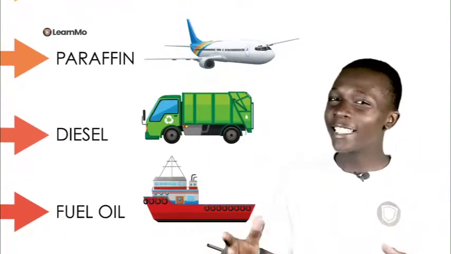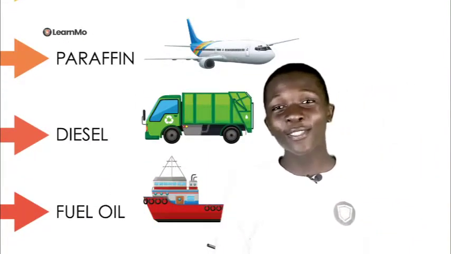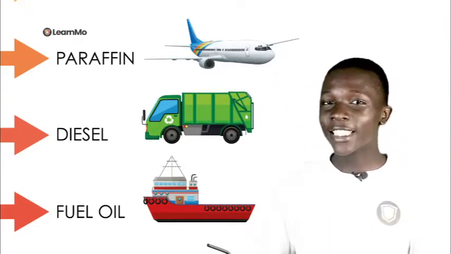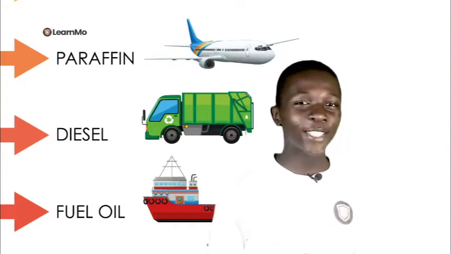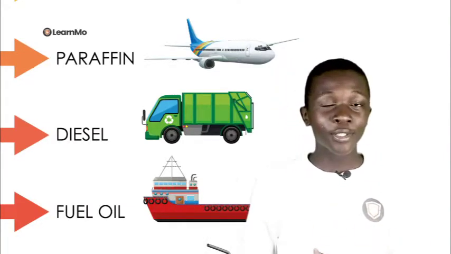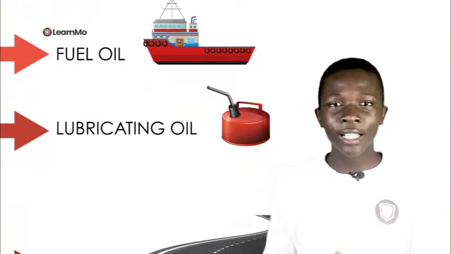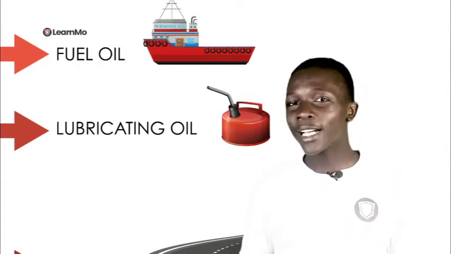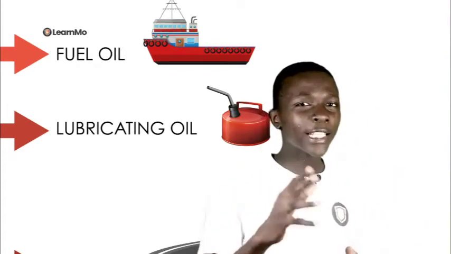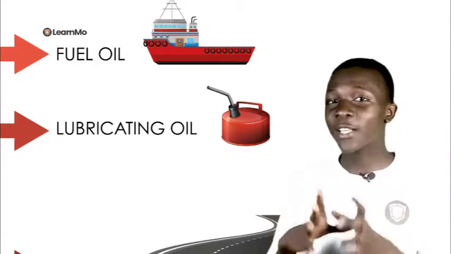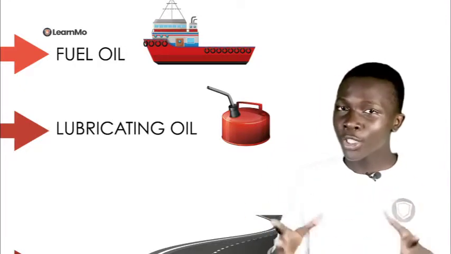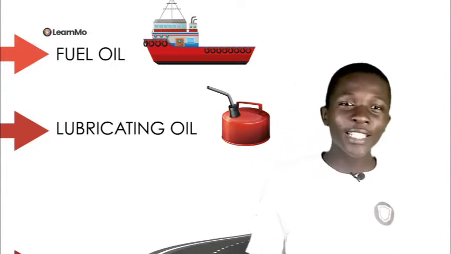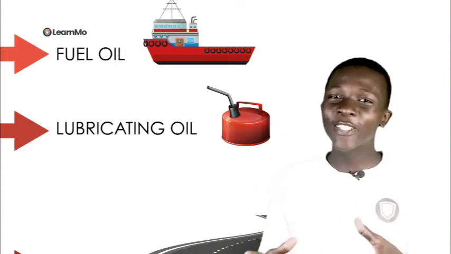Let's also talk about diesel. Diesel has got 14 to 20 carbon atoms. It is used in diesel engines, commonly referred to as heavy duty. Let's also talk about lubricating oil. Lubricating oil has got 20 to 50 carbon atoms. Quickly get a packet of Vaseline and check the ingredients used to make it. You should be able to see lubricating oil. All in all, lubricating oil is used to make Vaseline, grease, and wax.